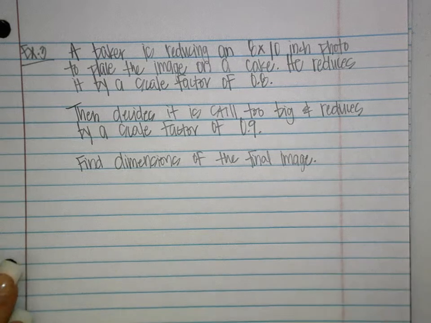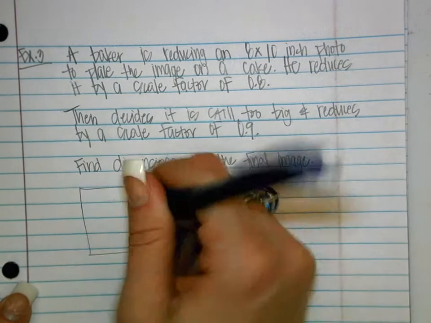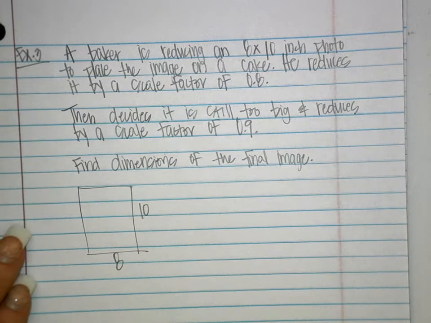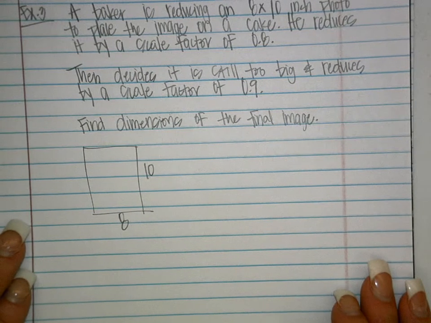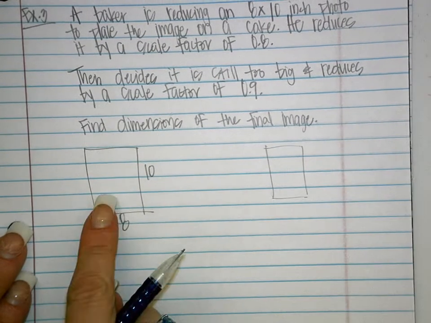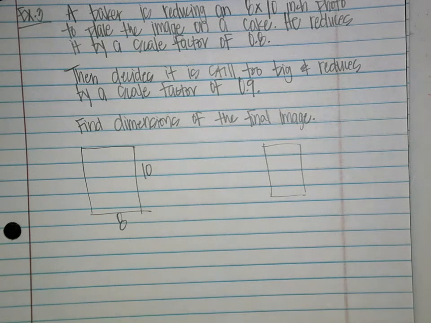So basically, we have this big picture, and we said it's 8 by 10, 8 inches by 10 inches. And we want to fit it on a cake. Well, the cake is kind of tiny. You don't want to just take this whole picture and put it on there because then the edges would be off. That doesn't make any sense. So we're going to have to reduce it.